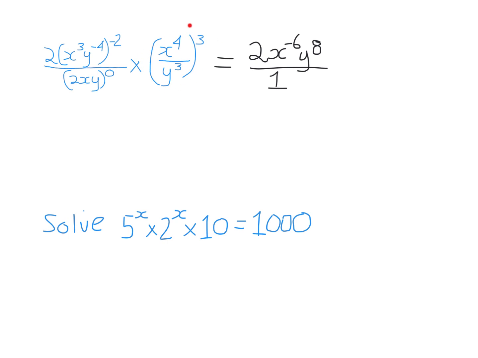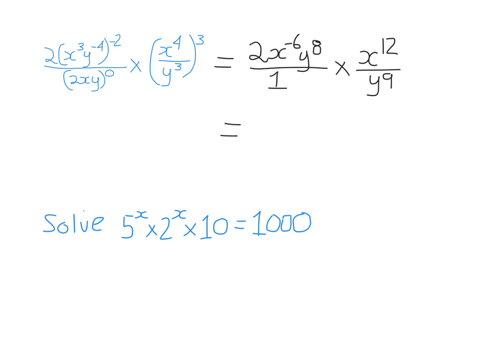Now to expand the brackets here, to get rid of the brackets, I need to use the fractional index law. So I just raise the top to the power, so keep the same base, multiply the powers, and I raise the bottom to that power. Keep the same base, multiply the powers. So when we're multiplying fractions, you can just multiply the tops, multiply the bottoms.